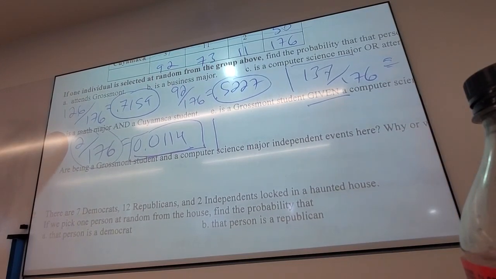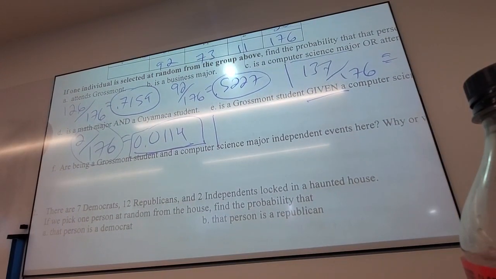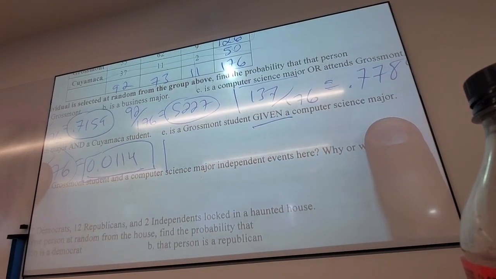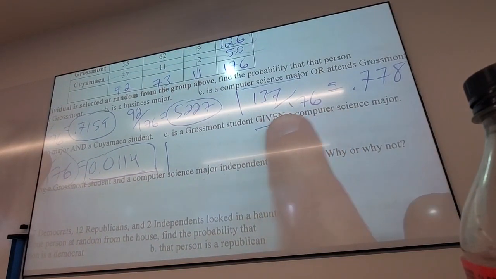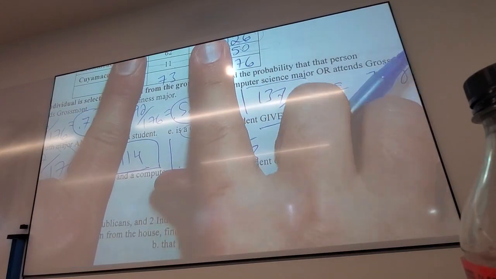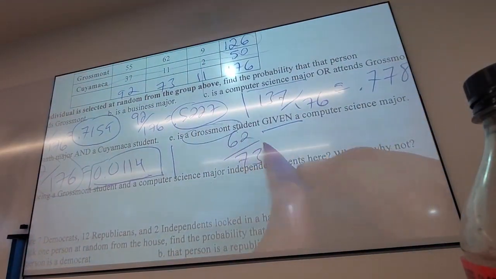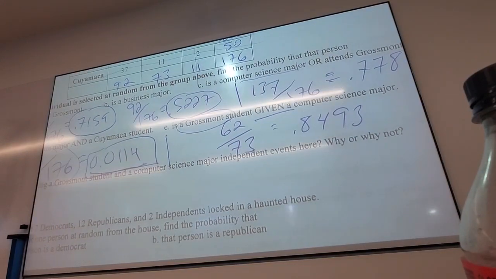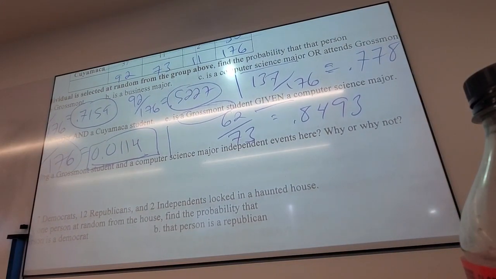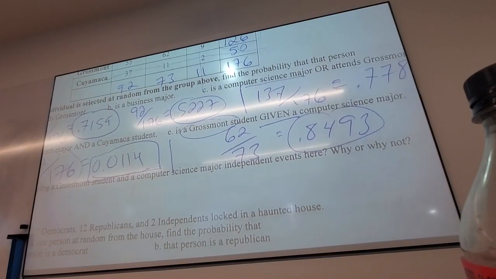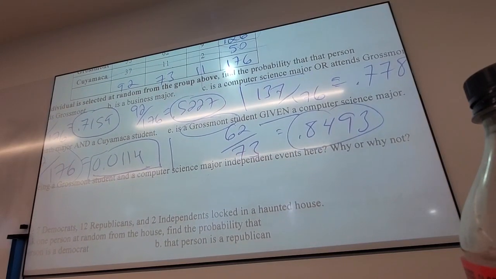Given, the bottom is going to change because now I know something. How many people could I possibly be talking about here? Because I'm given that they're computer science majors. So how many people could I be talking about? 73. Out of those 73, how many match? 62. And what's that? 0.8493. Is that right? Mhm. Okay. I got the same answer, but I did the long formula way. Neato. That'll work. It'll just take you a while.